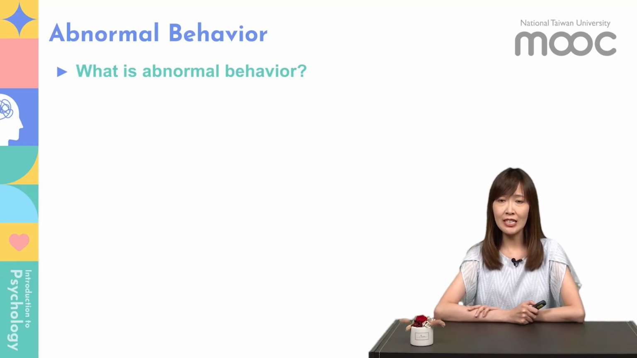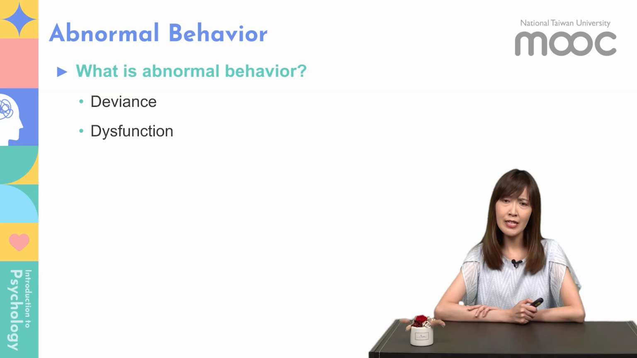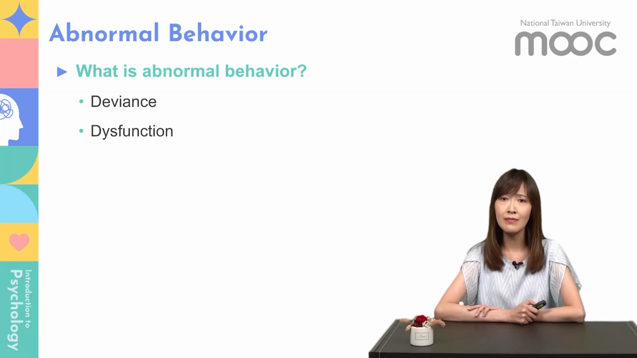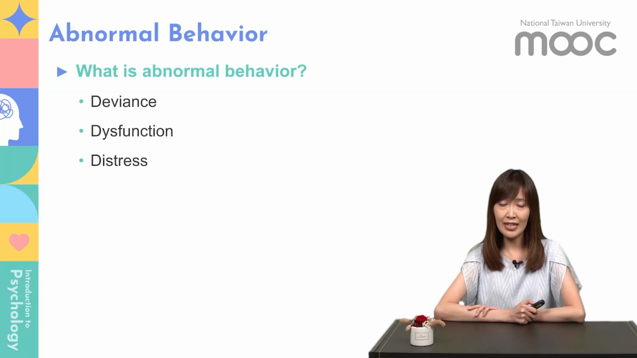Well, when we consider behavior normal or abnormal, we usually rely on the following criteria. So first, is it deviant? Does it violate the social norms? And then second, dysfunction. Is it maladaptive? Does the person have dysfunction in cognition or behaviors? And third, distress. Some people may report emotional distress, such as panic or anxiety.